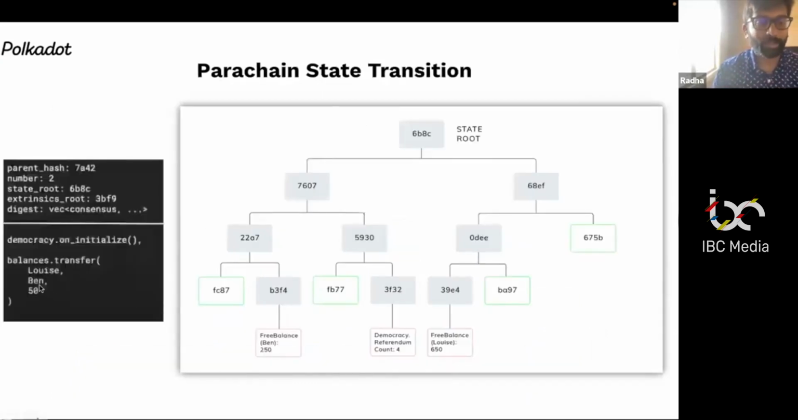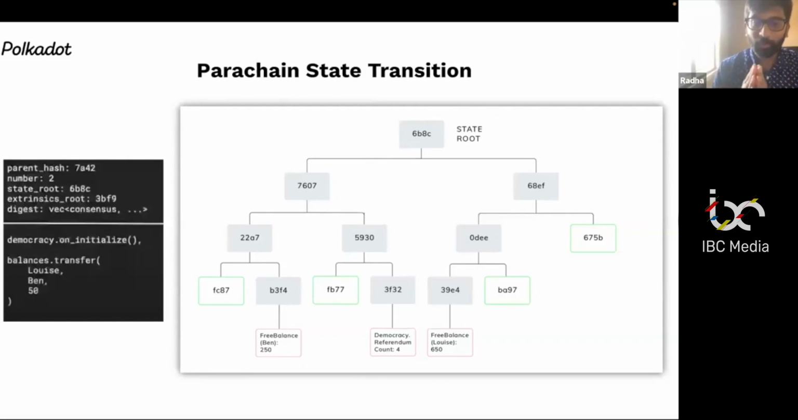Let's say there's some transaction that happened on the blockchain. Let's say Louise sent Ben 50 tokens, and then there's something that happened on democracy. Now you can see that there's a change here, in Ben's balance and Louise's balance. There's some change in the democracy state, and all the other modules within the state remain the same, so their hashes will not be modified. And so this is the state that has changed. Think about a big blockchain network where a lot of state remains unchanged within a block transition, and very few things change within it.